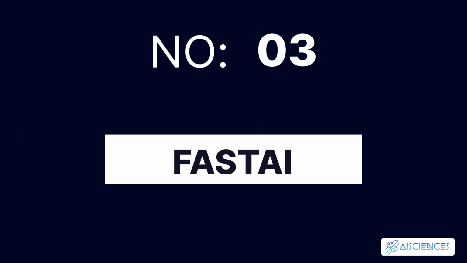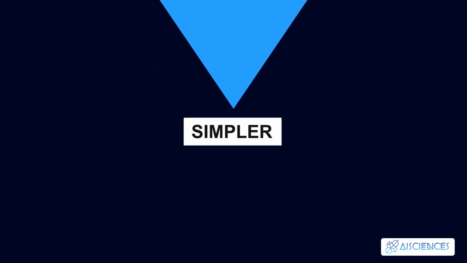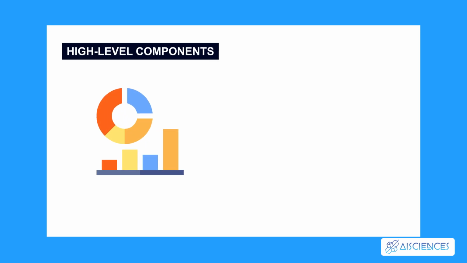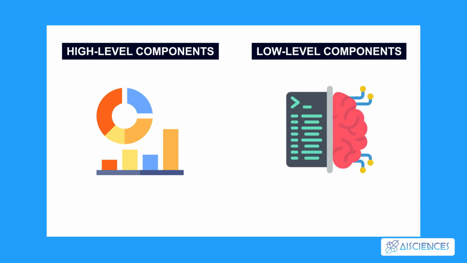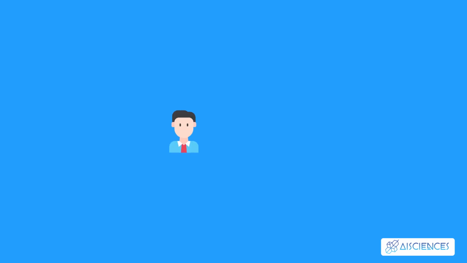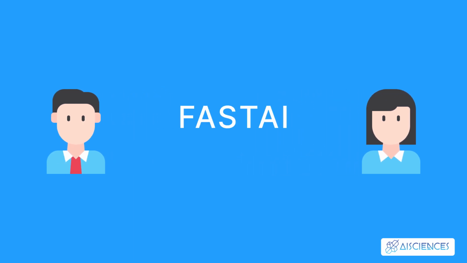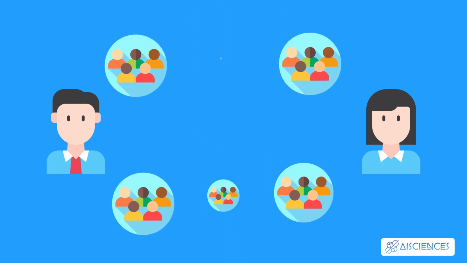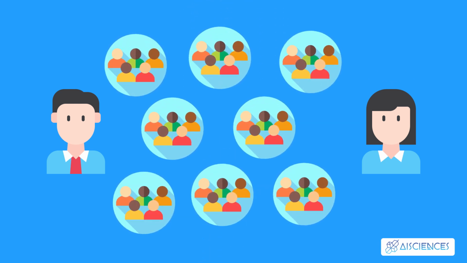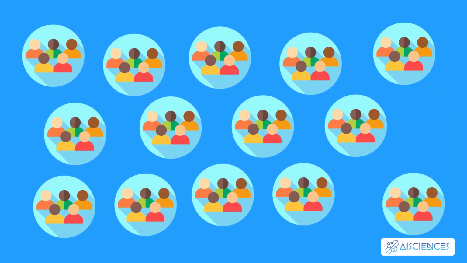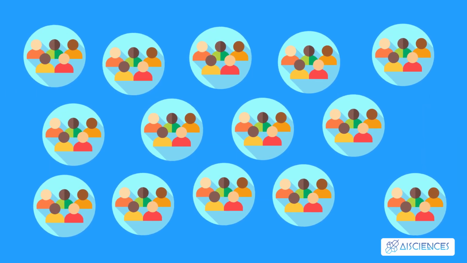Number 3. FastAI. FastAI is a deep learning library that aims to make AI simpler. This library offers you high-level components for achieving impressive results easily and quickly. It also offers low-level components that you can mix and match for building new machine learning approaches. Jeremy Howard and Rachel Thomas, employees of the University of San Francisco, created FastAI in 2017. The main purpose of the creation of this library was to make AI accessible to all. People from different backgrounds other than scientists and deep learning experts can use this library easily.